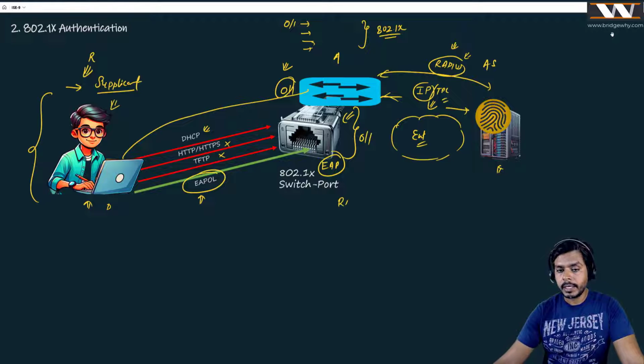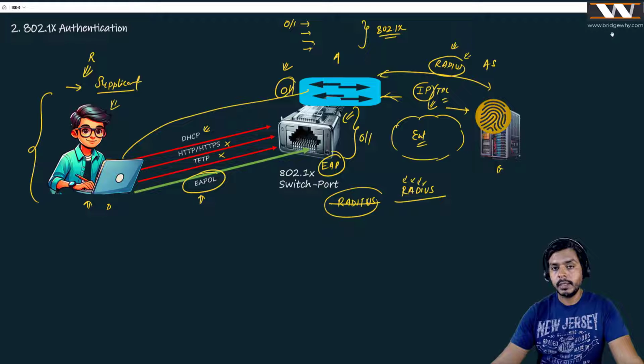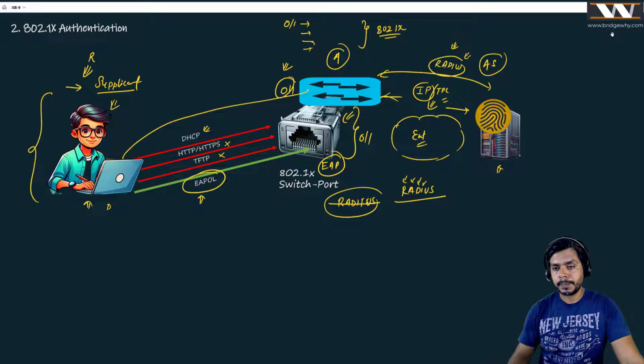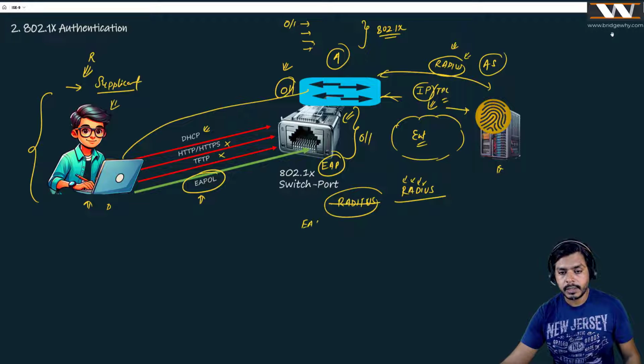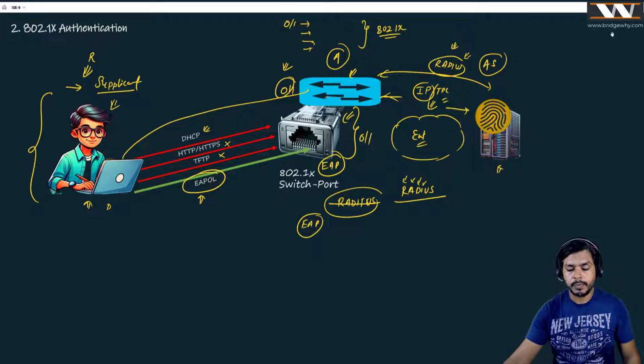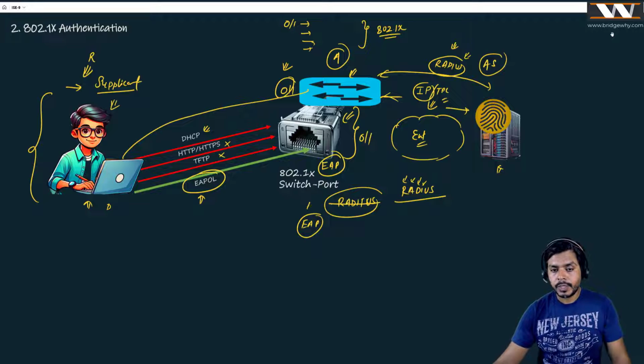Believe me, this RADIUS protocol is capable of sending some great information. Sorry for the spelling mistake. This is RADIUS, Remote Access Dial In User Service. This RADIUS protocol works between the authenticator and the authentication server. So what exactly is it doing? The EAP messages you are sending, once they reach the switch over EAPOL, are going to be carried in the RADIUS protocol. I will showcase this to you.